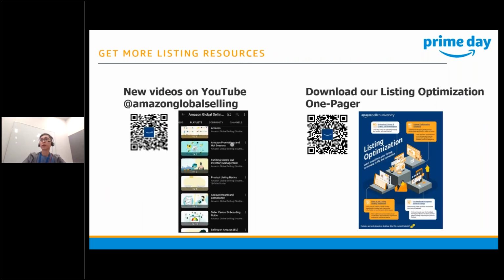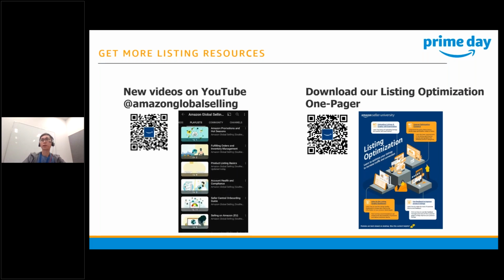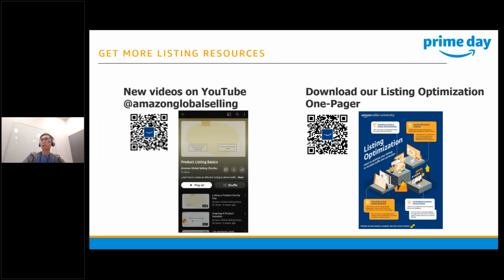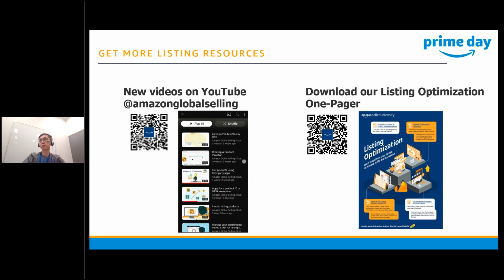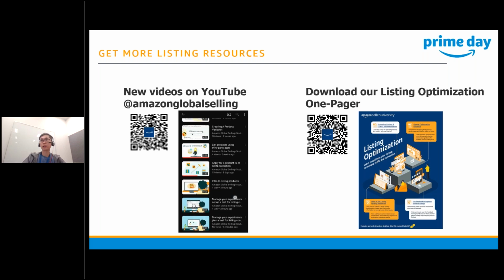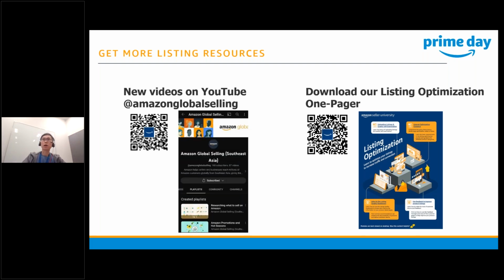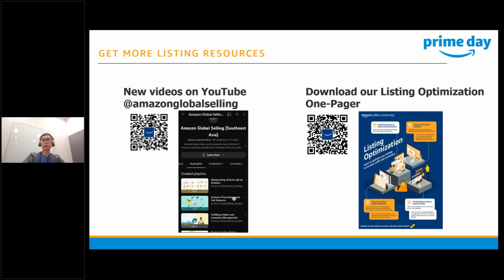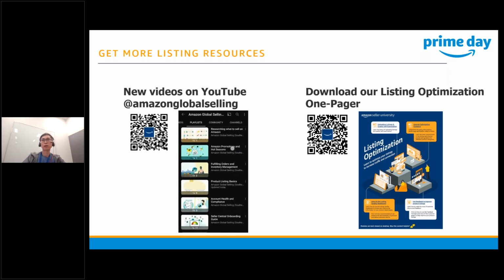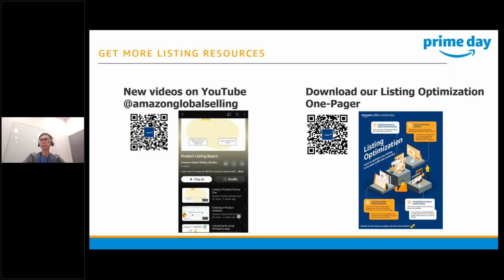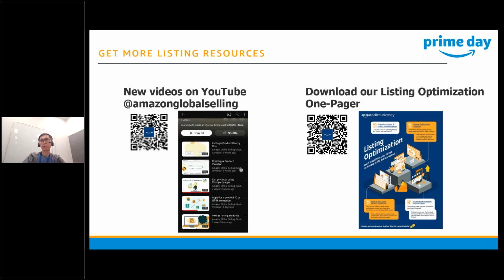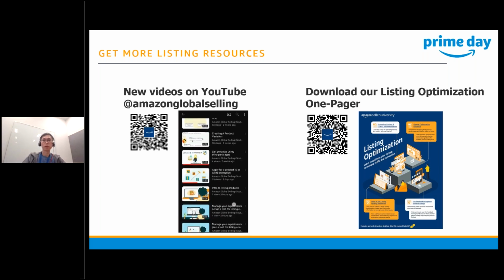So over here, you can scan the QR code. We have a listing optimization one pager, which I mentioned earlier on, hosted on Seller University, where there's a ton of resources for you. And then, of course, on our Amazon Global Selling YouTube page, there are also a lot of videos that can help guide you depending on the topics you are interested in. All the recordings that we ran will also be uploaded to our YouTube playlist.